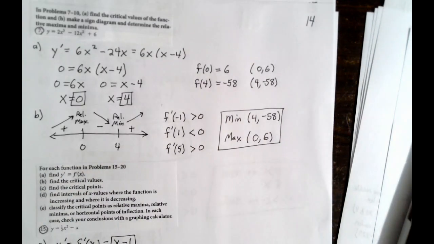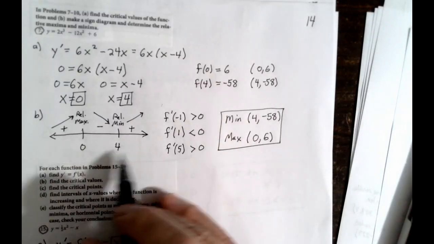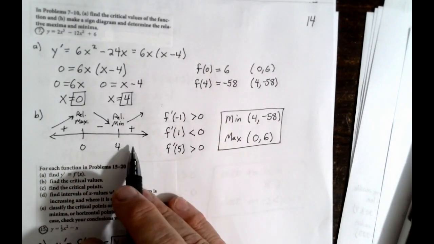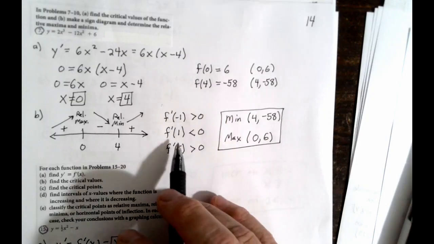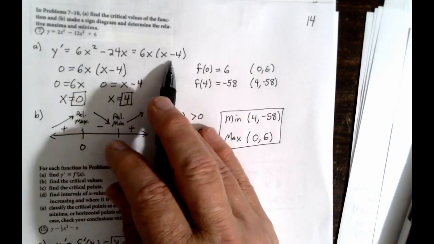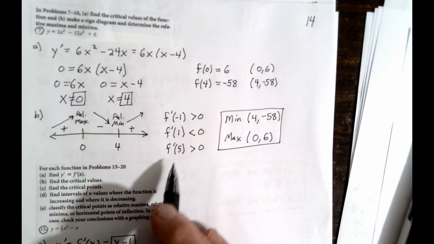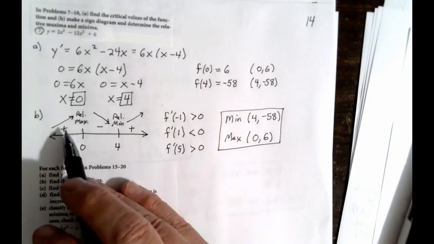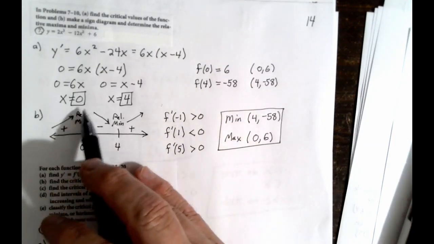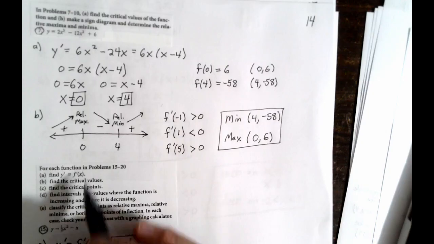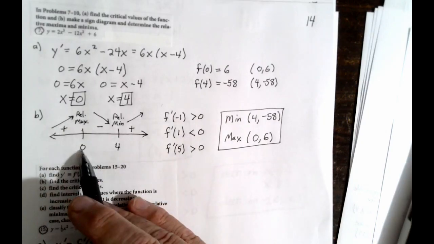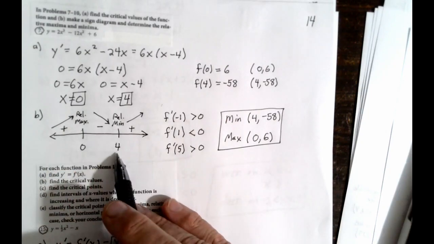Okay, and you're going to plug in numbers in each region, so -1, +1, +5, and you want to plug it into the first derivative most factored form. And here you get plus minus plus, so you know it's increasing, decreasing, increasing. So you got a relative max at the point 0.06, you got a relative min at 4, -58.